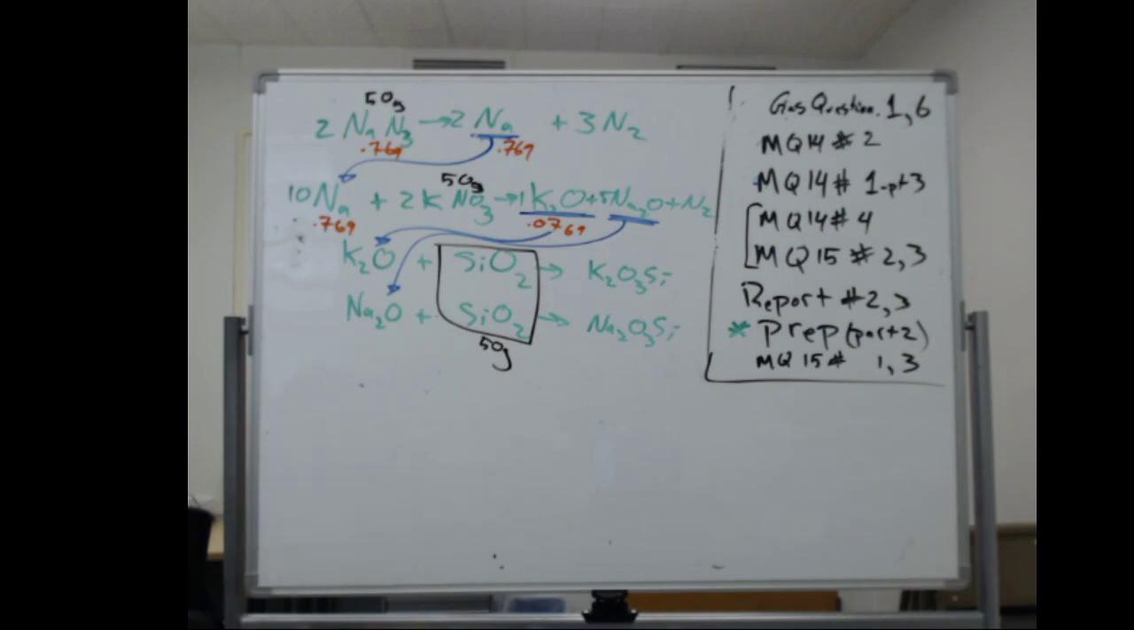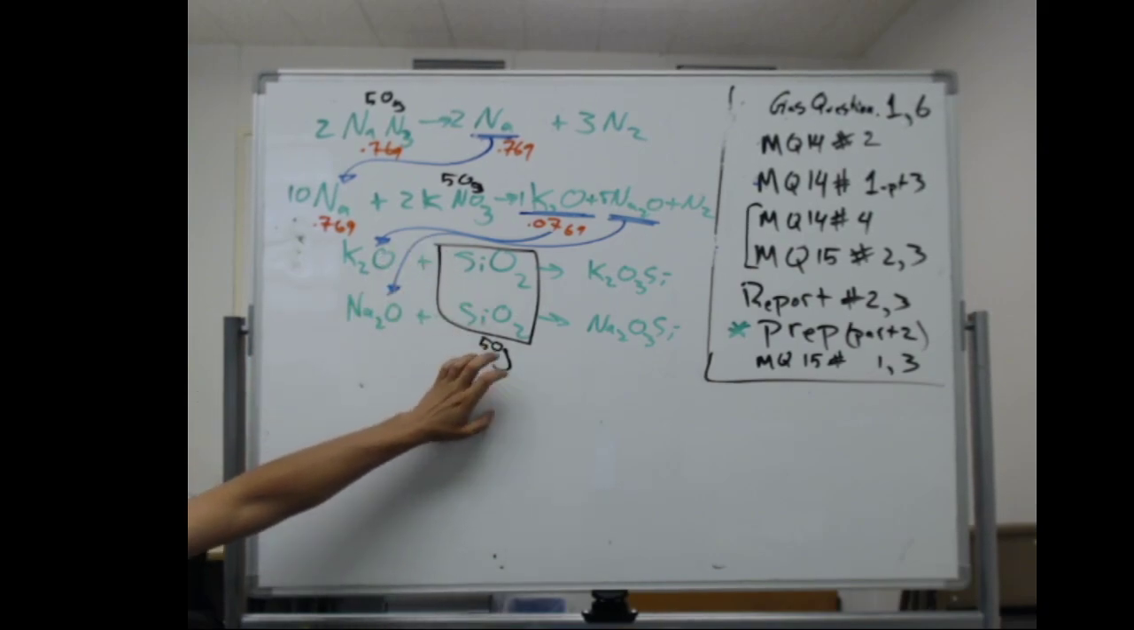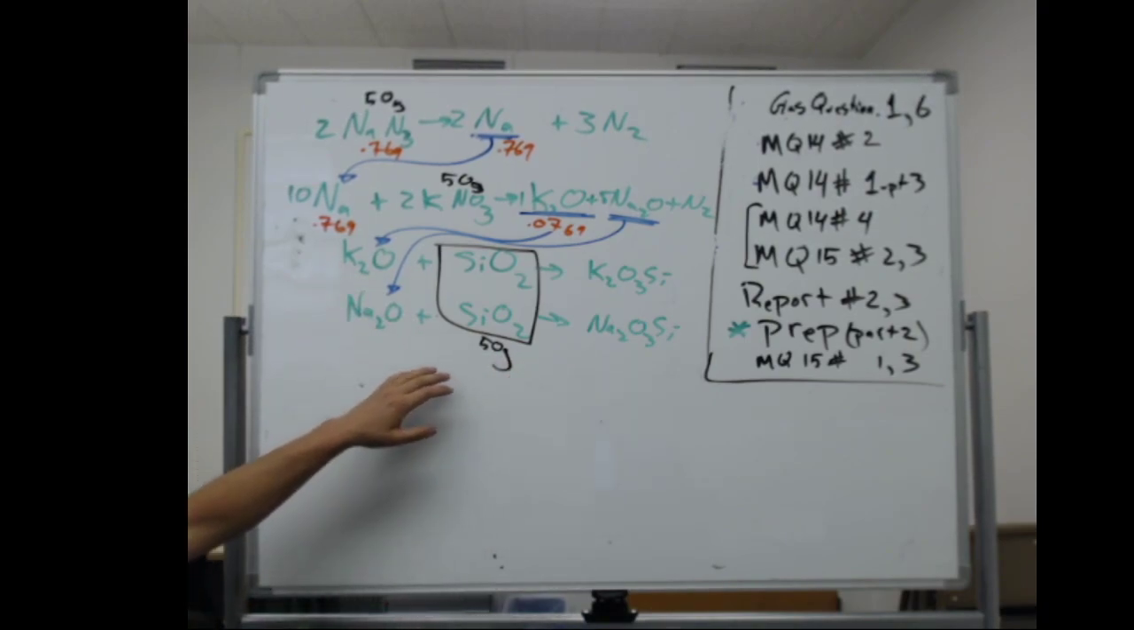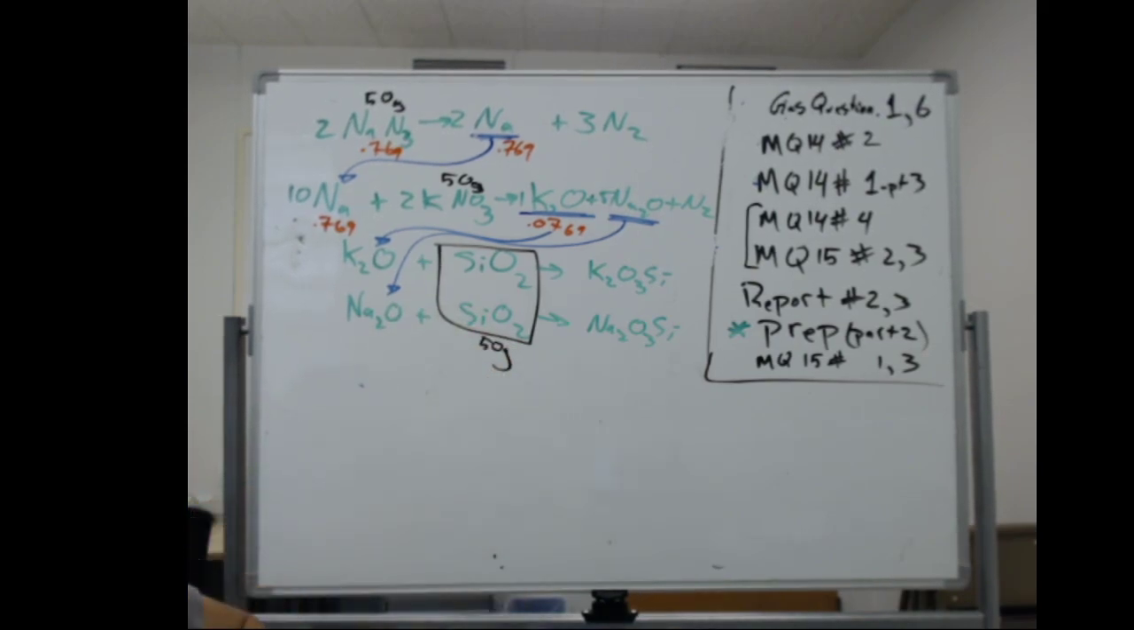The other place where people get in trouble or get confused or miss something important is our SiO2 is going to be reacting twice. So you're going to have 50 grams minus the amount that reacts with K2O and minus the amount that reacts with Na2O. So you're going to have 50 minus first reaction, then minus second reaction. That's another important thing people miss.